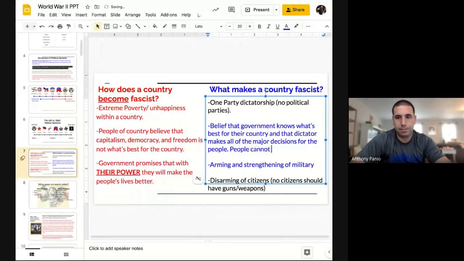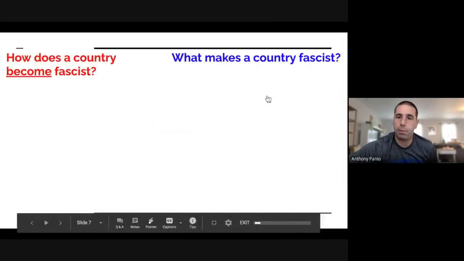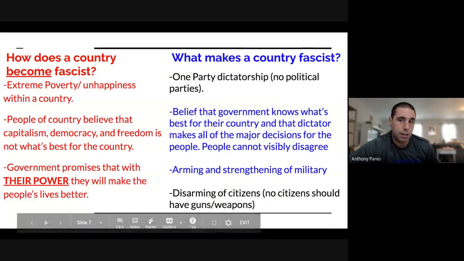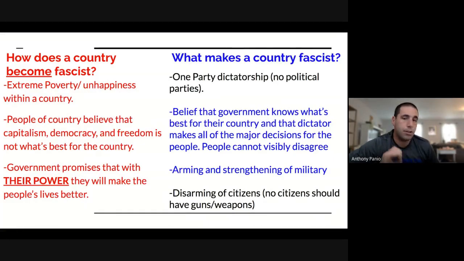People cannot visibly disagree. What I mean is that if they disagree with what the government is doing, you better keep it private. Because if you don't keep it private, you're going to get thrown in jail or you're going to get killed. You can't go out in the streets and protest like you do in the United States if you disagree with something the government does. Okay?